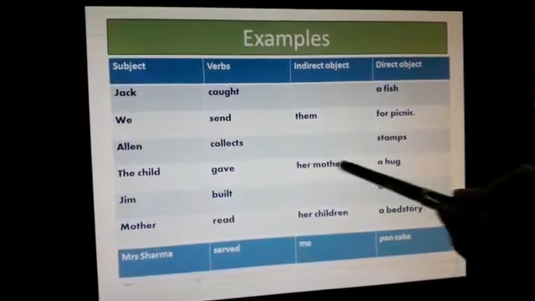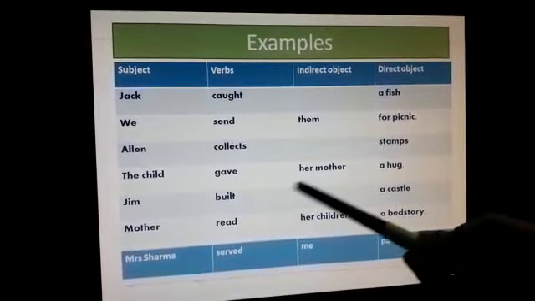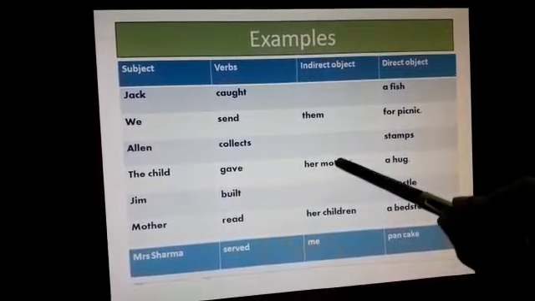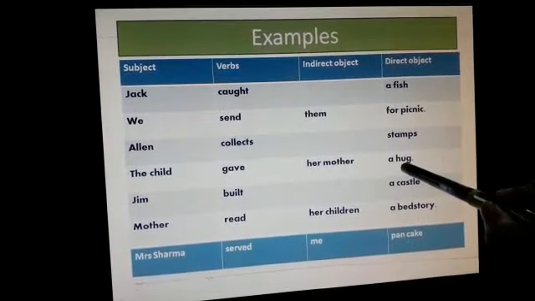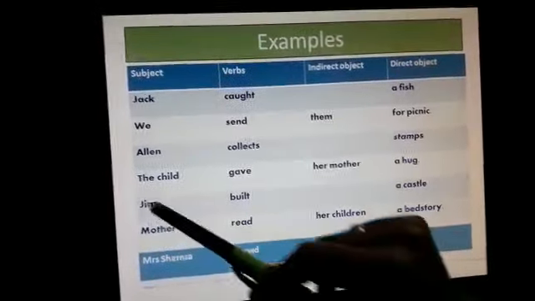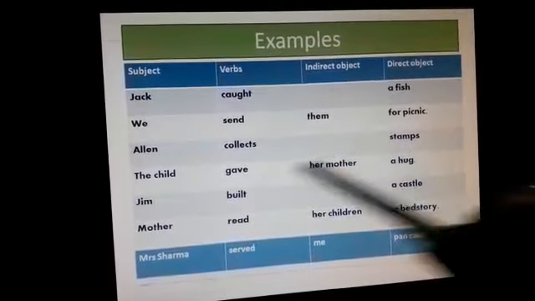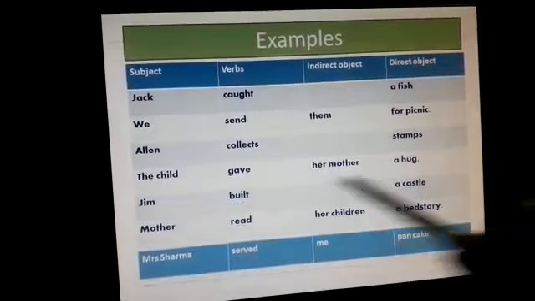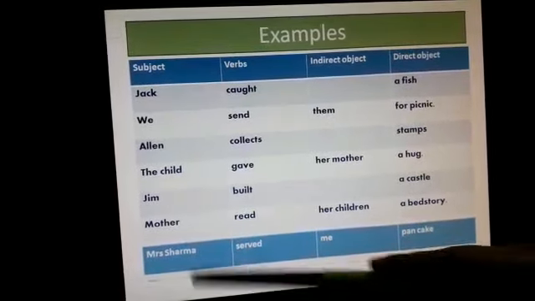The child gave her mother a hug. Whom did the child give a hug? Her mother. This answers the question whom. So this is the indirect object and this is the direct object. There are two objects here. Jim built a castle. What did Jim build? He built a castle. So it is a direct answer to the question what. So this is the direct object.